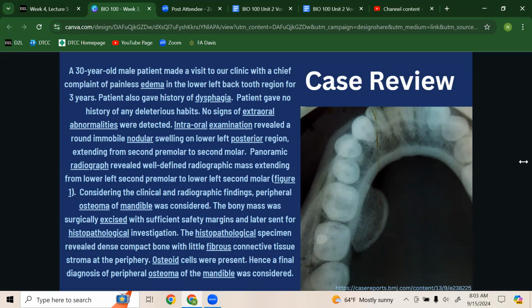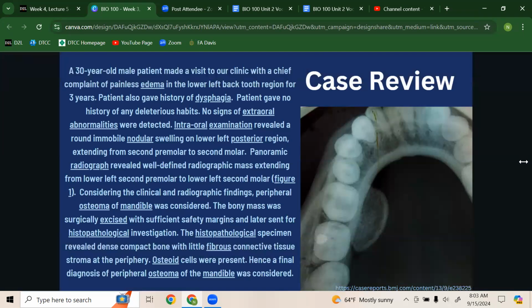Panoramic radiograph, we've seen that word plenty of times. That's an X-ray. Revealed well-defined radiographic mass extending from lower left second premolar to lower left second molar. So that's talking about that football-shaped mass that we saw on that X-ray when I pulled up the figure 1.